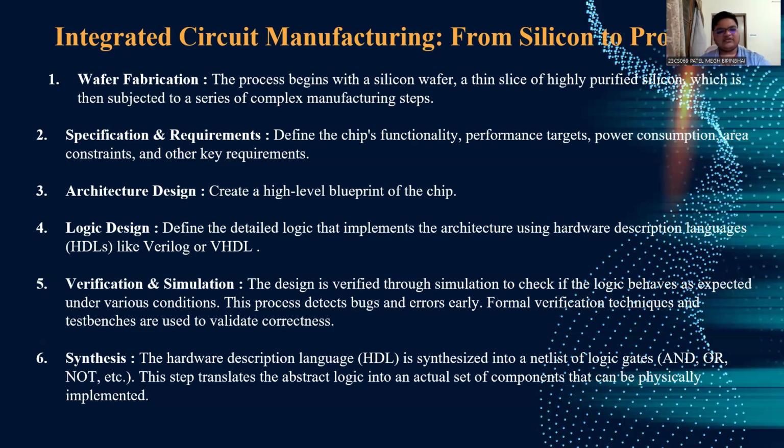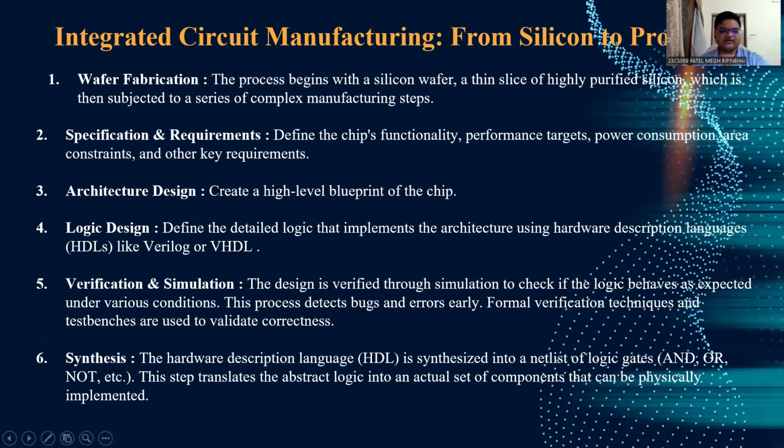The architecture design of a chip is a high-level blueprint of the chip. The logic of a chip is then decided with a logic design, which is done using a hardware description language, HDL. Some examples of HDLs are Verilog and VHDL, which are the popular ones. Then comes the part of verification and simulation. The design is verified through several simulations to check if the logic behaves as expected under various conditions. This process detects bugs and errors early. Formal verification techniques and test benches are used to validate correctness.